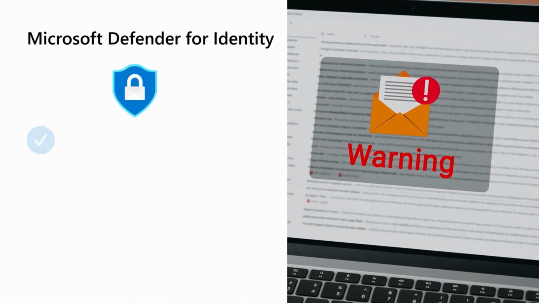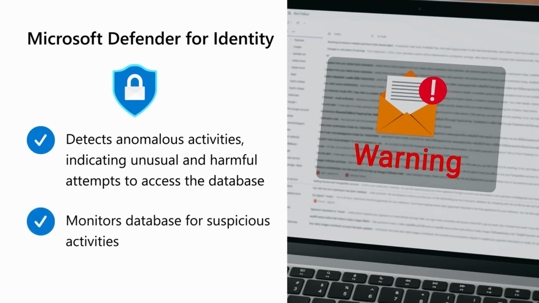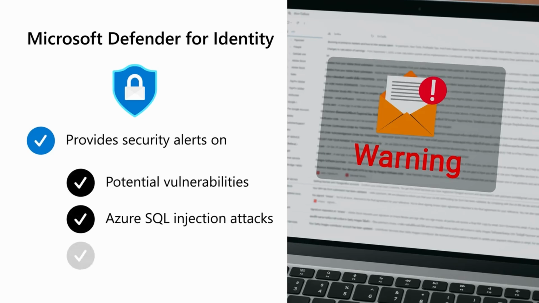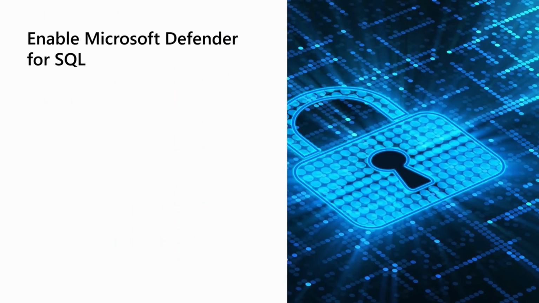Microsoft Defender for Identity detects anomalous activities, indicating unusual and harmful attempts to access your database. It continuously monitors your database for suspicious activities and provides security alerts on potential vulnerabilities, Azure SQL injection attacks, and anomalous access patterns. Let's move on to understand how to enable Microsoft Defender for SQL.